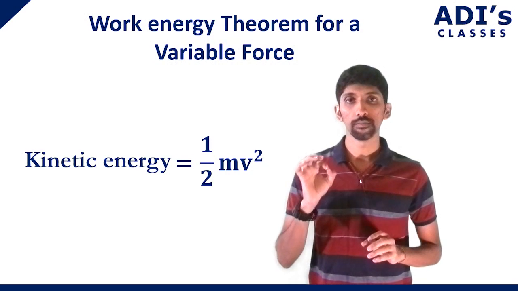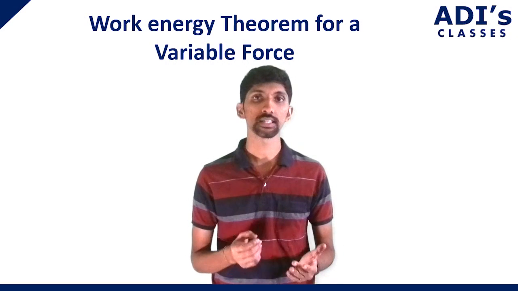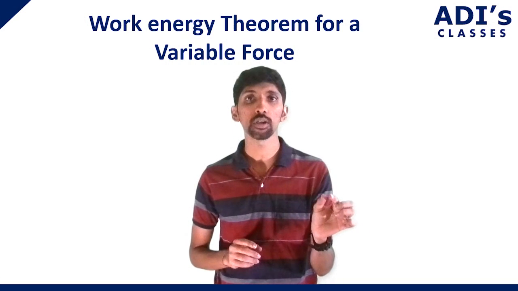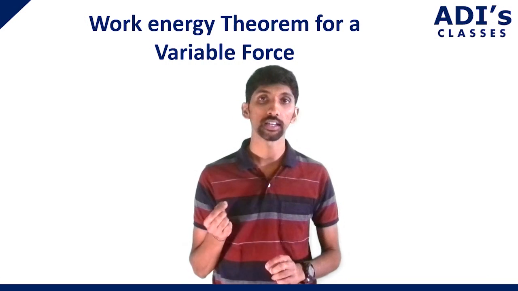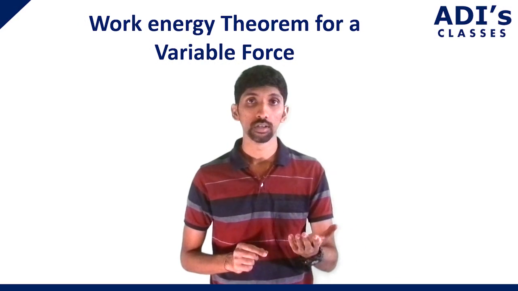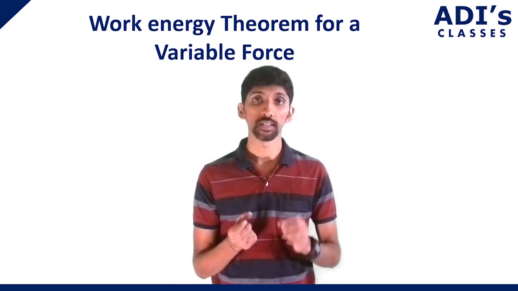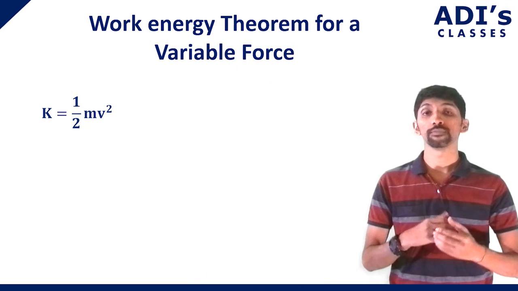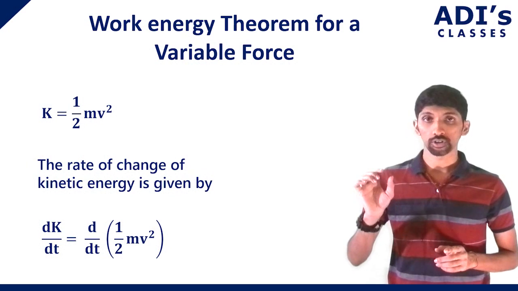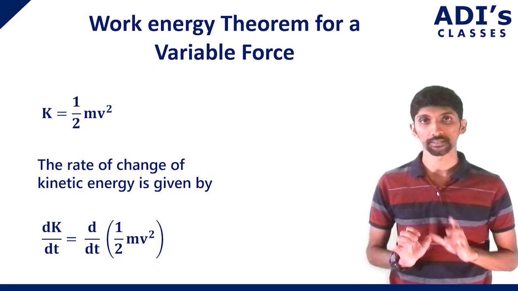Now we are going to do differentiation of the kinetic energy. Differentiation is a rate of change, meaning for a very small amount of time, what is the change in the kinetic energy? For example, take a cricket ball. The batsman hits the ball. For a very small change in time, there is a change in kinetic energy. So we represent this as dK by dt, meaning for a very small change in time dt, there is a change in kinetic energy dK.